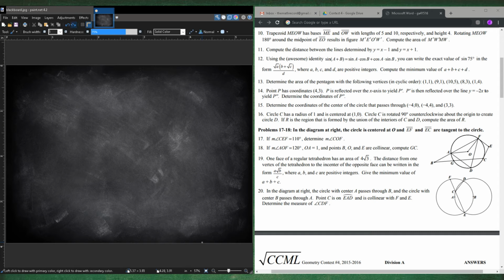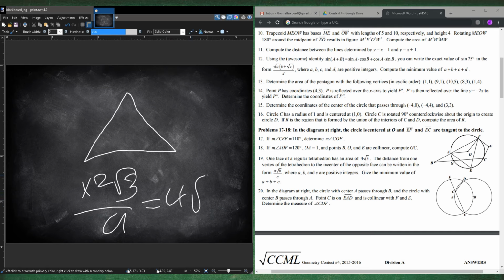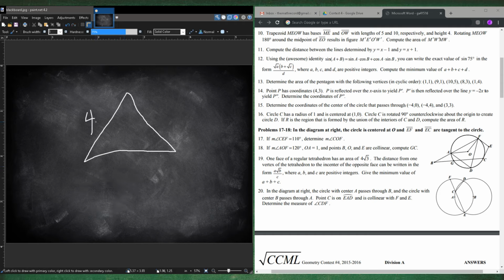So, a tetrahedron is basically made by 4 equilateral triangles. It's like this, and it's kind of hard to draw in 3D, but basically it's like that. Now, let's just make it 2D right now. So we have an equilateral triangle, and one face has an area of 4 square root 3. The area of an equilateral triangle is x squared square root 3 divided by 4. So it's equal to 4 square root 3. So x squared is 16, so x is equal to 4. So the side length of the equilateral triangle is 4. That's what it tells us from the area of 4 square root 3 of one face of a regular tetrahedron.